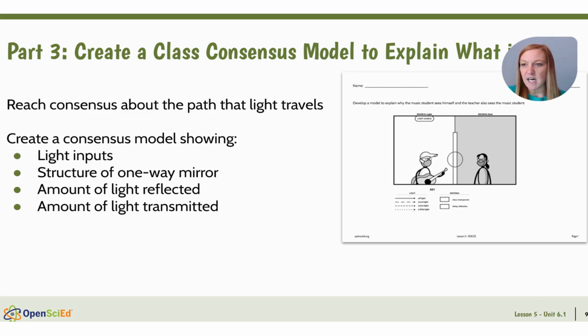In our key moments here, we're going to break this down a little bit. When we create this class consensus model to explain what's seen in our phenomenon, we are going to reach consensus about the path of light and how it travels from the source to the object and reflects off of that. We're going to create a consensus model showing the light inputs and the structure of the one-way mirror. So we're going to see how light interacts with the student, how much light that's reflected off the student transmits through and reflects off of the one-way mirror. We're going to include that silvering and the gaps in the silvering in the middle section of our model. And then we're going to also include the reflected and transmitted light entering the eyes of the student and the teacher.